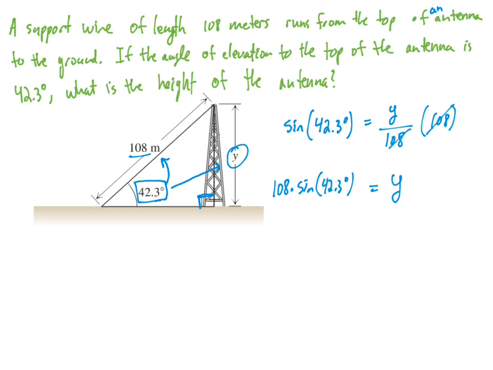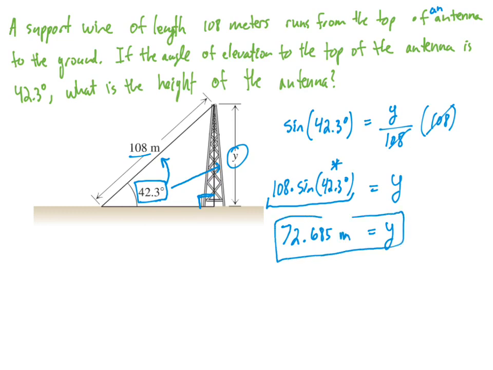So again, we can enter this all into the calculator. Make sure you're in degree mode, and doing so we end up with about 72.685, what's our unit, meters here, and that would be the height of the antenna.